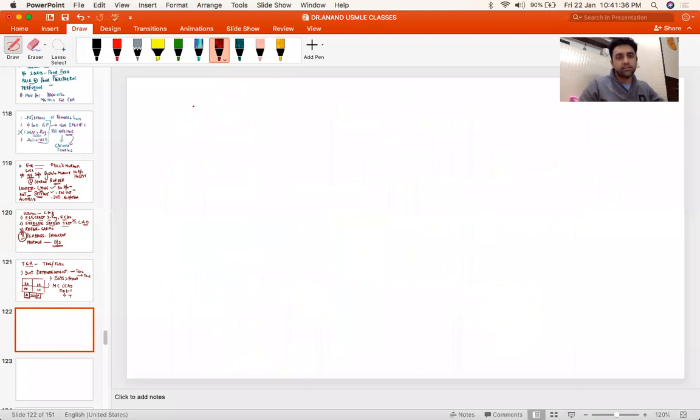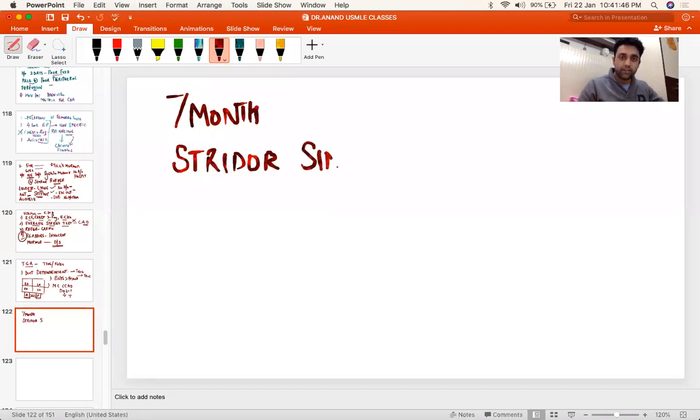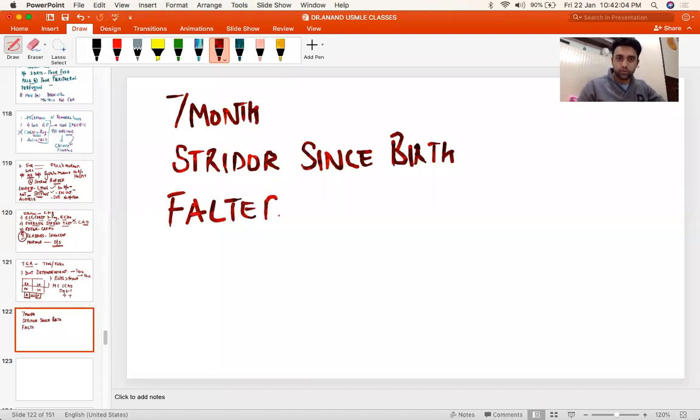Next question is a very interesting question. We have a 7-month-old child having stridor since birth. Listen carefully. You know, right? Stridor is basically a low pitch inspiratory sound. Number one, 7-month-old child having stridor since birth. Number two, he has very faltering growth. His growth is not proper.